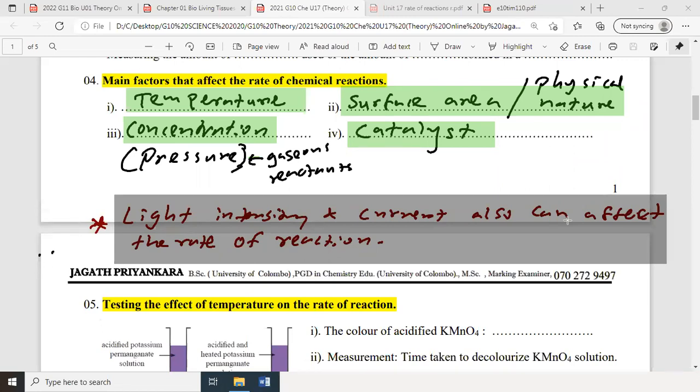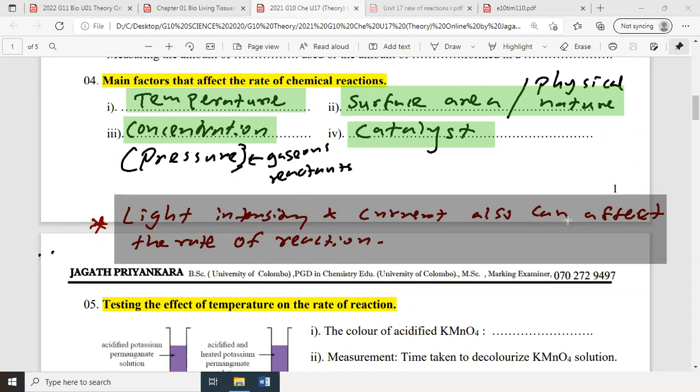Even if you are ironing clothes, sometimes they get faded if you are using a very hot iron, at high temperature. Therefore, light intensity is additional. The grade 10 textbook has not given this additional information. Light intensity and current. Current means electrochemistry. There's a separate lesson in grade 11, electrochemistry, chapter 12.